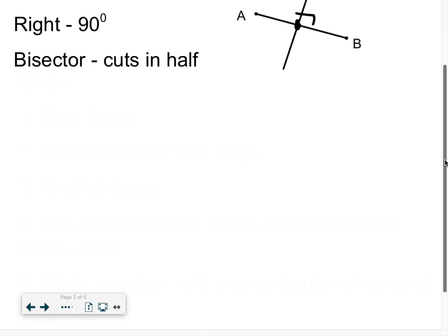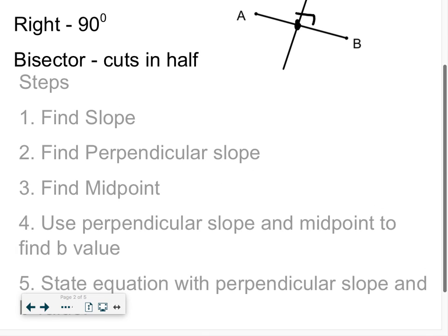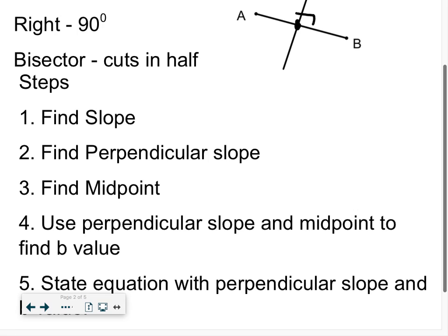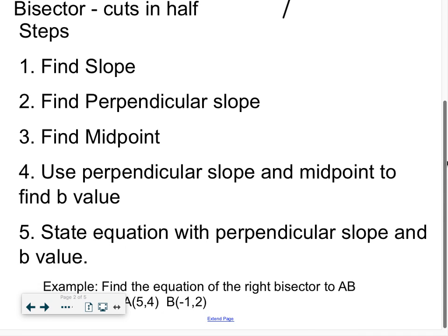Okay, looking at the steps on how to do this. First, find the slope of your line. That slope is going to help you find the perpendicular slope. We flip the fraction and make it negative, or if it's already negative, make it positive. Then we're going to find the midpoint of our line. You need to find that midpoint because we have to cut the line in half. Use the perpendicular slope and the midpoint to find your b value. So you plug it into y equals mx plus b, and then you just state the equation. Okay? Let me show you what I mean with this example.